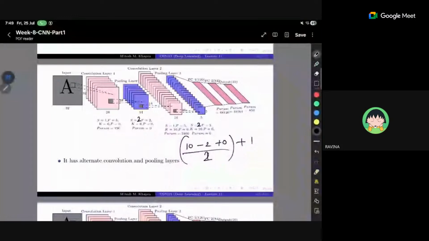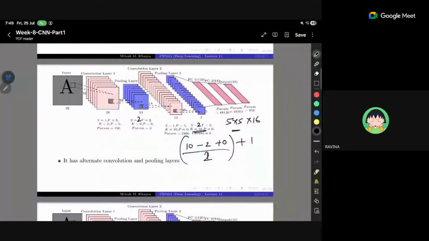Then there is no parameter here, because what we're doing is just adding or averaging, something like that, but there is no learning. So the size of the final thing is 5 cross 5 and the filter count is 16, right? Something like that.